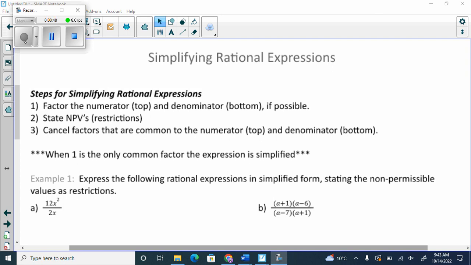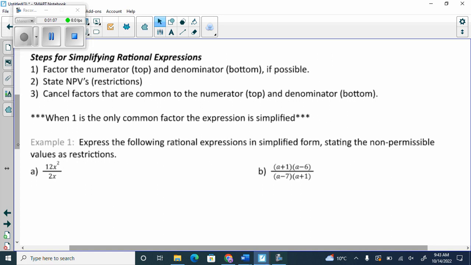So our steps for simplifying are: factor, GCF the numerators and denominators. So difference of squares and GCFs, the numerators and denominators. Then our second step is to state our non-permissible values. Then our third step is to cancel off stuff that's the same. Okay, so we have 3 steps when simplifying. They're the same 3 steps when multiplying, so it's great.